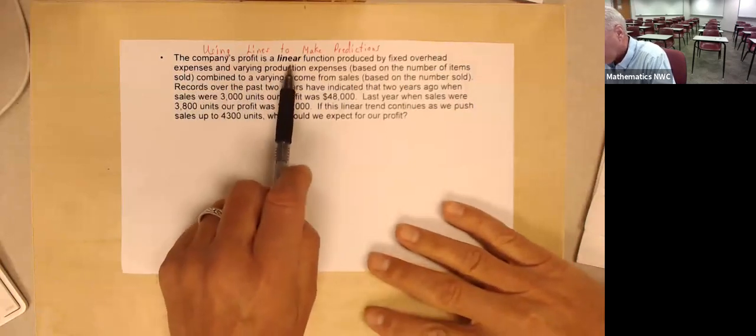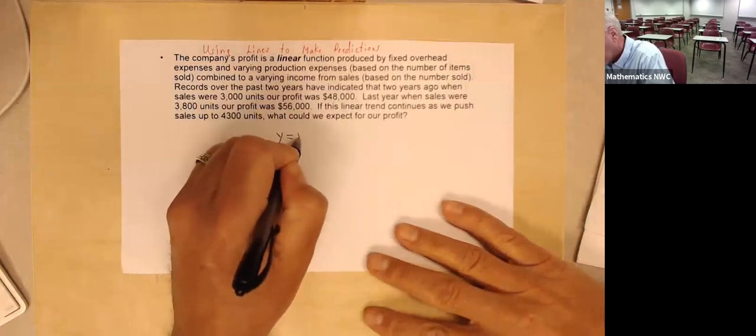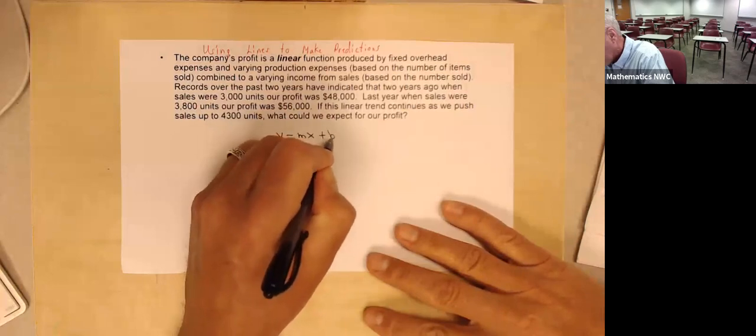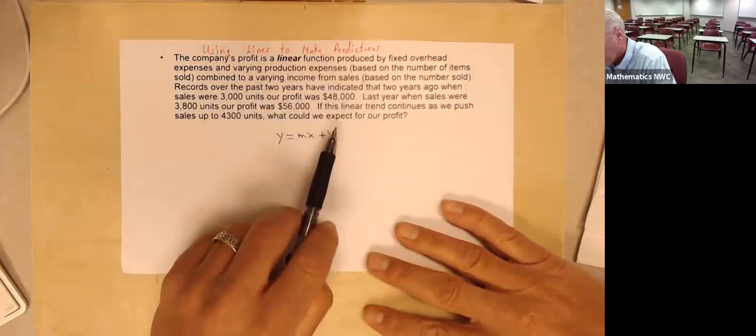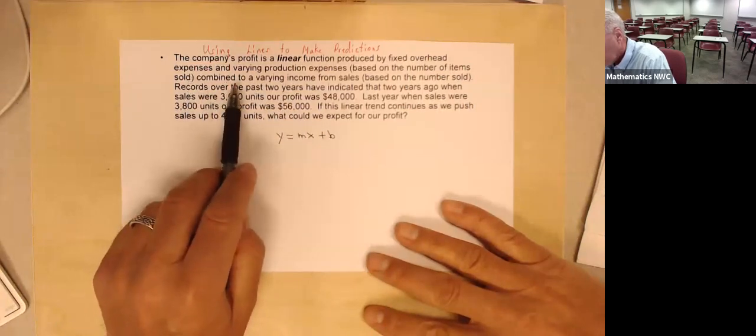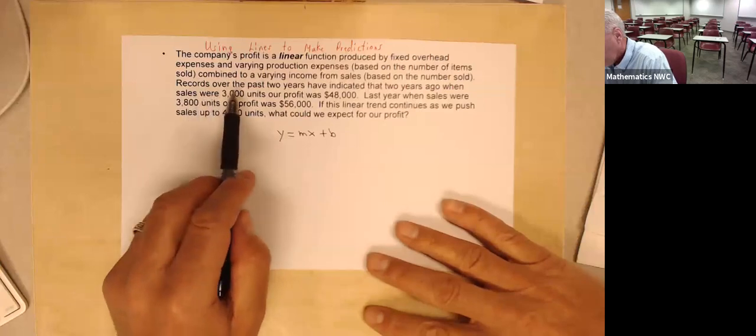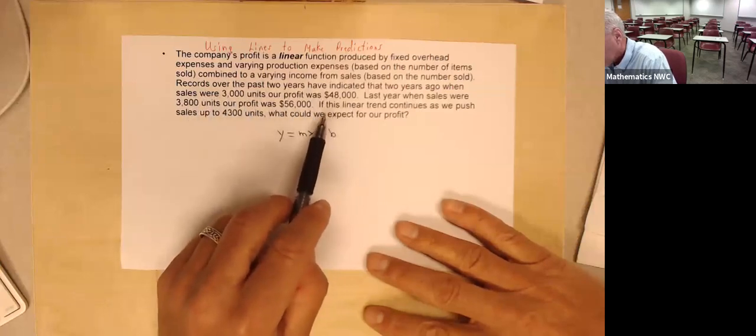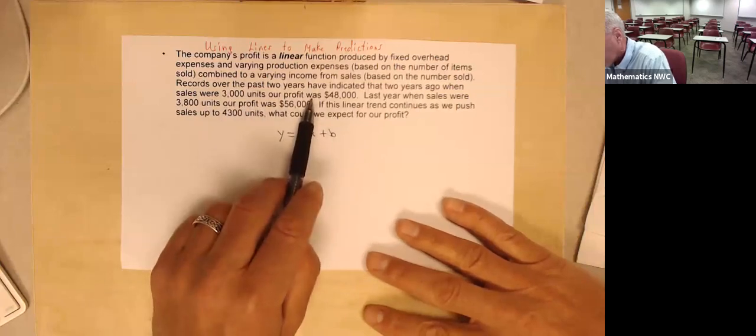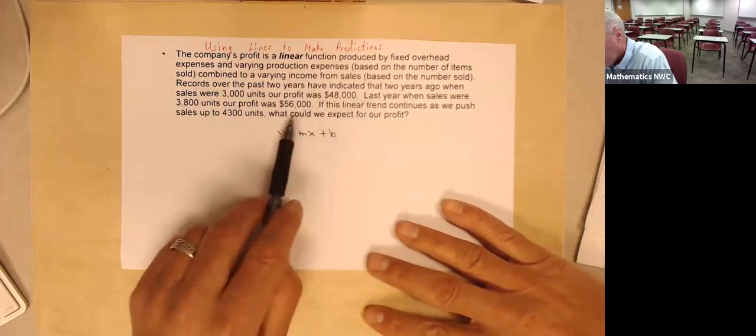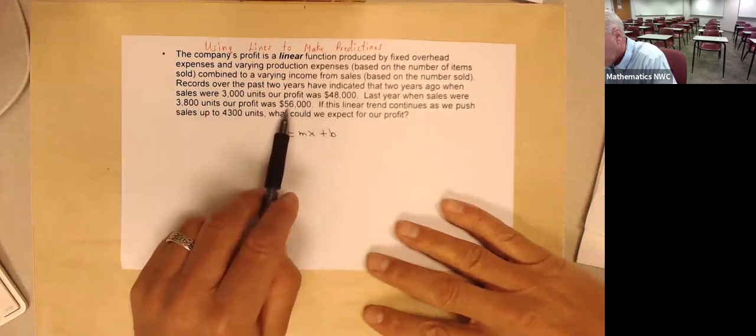The company's profit is linear, that again is screaming at me right away: y equals mx plus b. It's a linear function, produced by fixed overhead expenses and varying production expenses based on the number of items sold, combining to a varying income from sales based on the number sold. Records over the last 2 years have indicated that 2 years ago, when our sales were 3,000, our profit was 48,000. Last year, when our sales increased from 3,000 to 3,800, our profit also increased to 56,000.